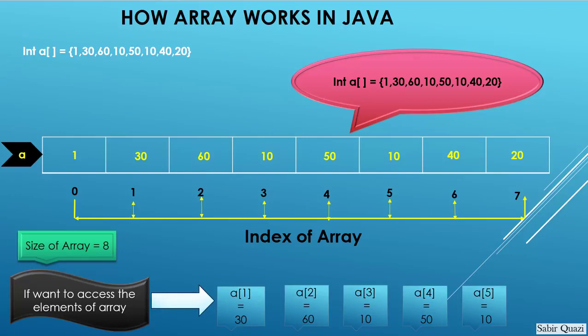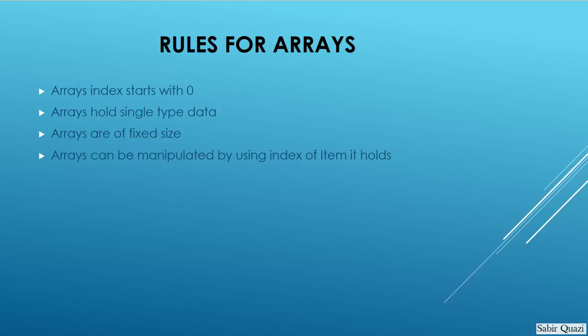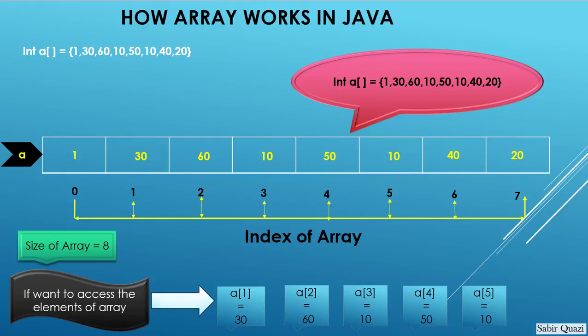The next rule is that arrays are of fixed size. We can say an array is a fixed size data structure, meaning we cannot add any more elements to an array once we define the size of the array and assign the values to it. If we modify an array, it actually creates a copy of the array, adds new values to it, and deletes the older copy of it.